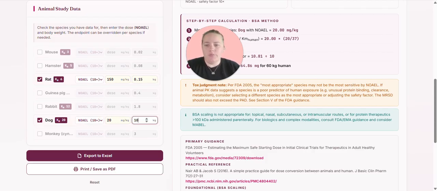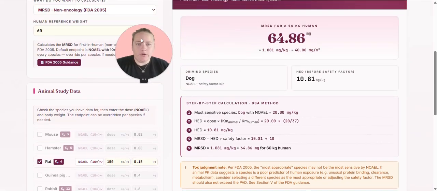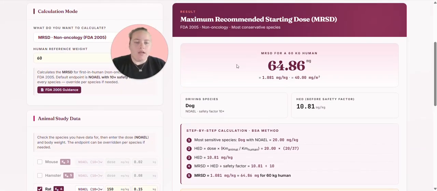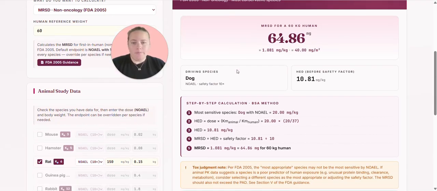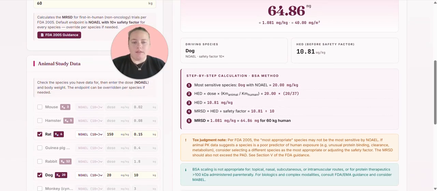And so once you input these numbers in here, you can see over here on the right that your MRSD is calculated out. And this uses both the species that you had used in your GLP tox, and it tells you which one is the most sensitive species, or your driving species. And so your MRSD for a 60 kg human is going to be 65 mgs. That's based on the dog's NOAEL of 20 mgs per kg, with the NOAEL and the safety factor, and then that would also tell you your human equivalent dose before the safety factor in case you need that. And then it breaks it down into exactly what you did, what numbers were used, and how that calculation happened.